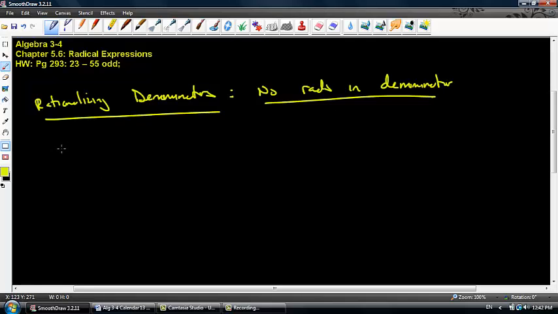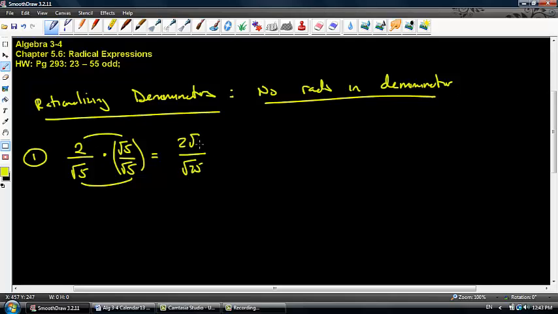So if I give you an example, say 2 over rad 5, that's example 1. I'm going to multiply this fraction by a variation of 1 in order to get rid of that rad 5 on the bottom. When I say a variation of 1, I mean I'm going to multiply it by rad 5 over rad 5, because when I reduce it, it becomes 1. So rad 5 times rad 5 is rad 25, and then 2 rad 5 on top. Well, rad 25 is 5, so I get 2 rad 5 over 5.